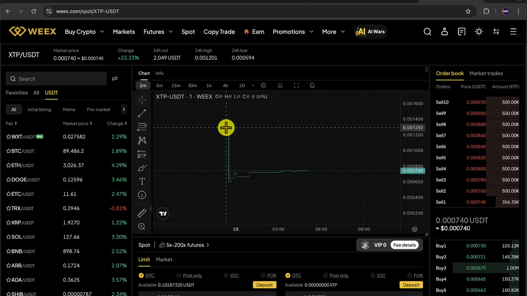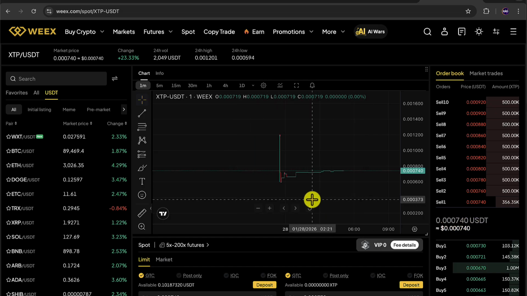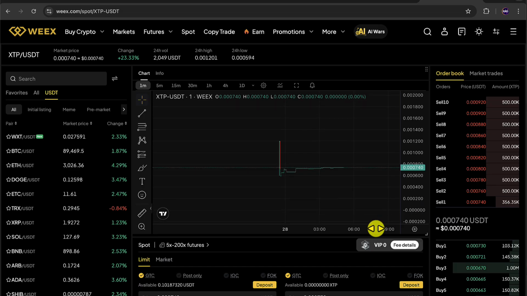It's just sort of gone up and come down, and then it's hovering around this price here, which is about 0.000740 USDT. All you can do is trade it on spot. There's no futures available because the liquidity seems to be incredibly low. There seems to be very little activity in the order book, and there's loads of these weird sell orders here, all for like 500,000 tokens, all at regular-ish intervals.